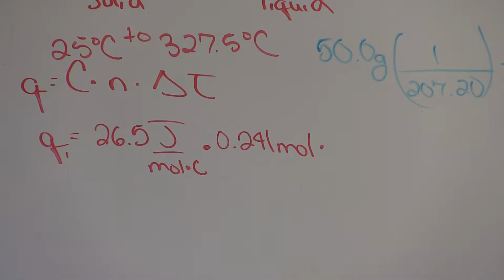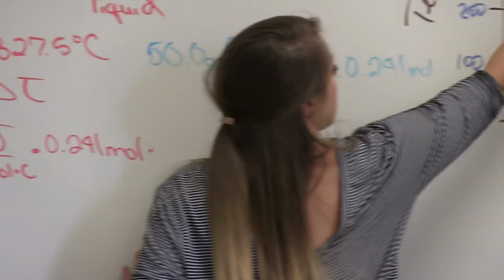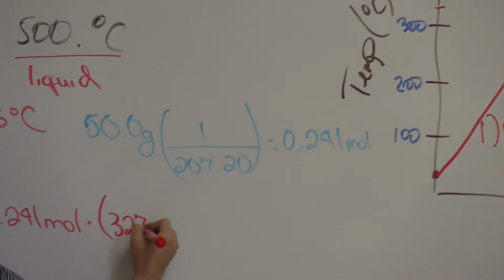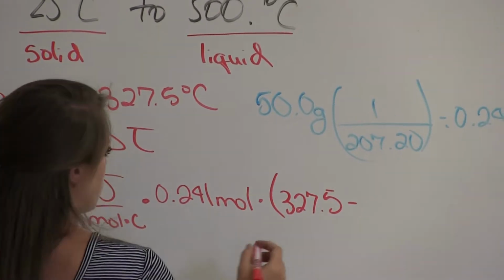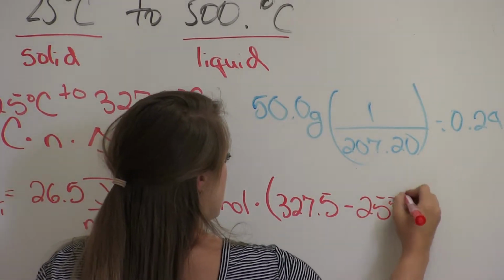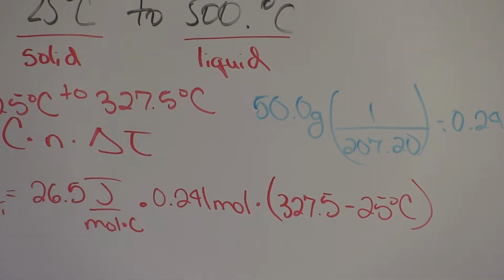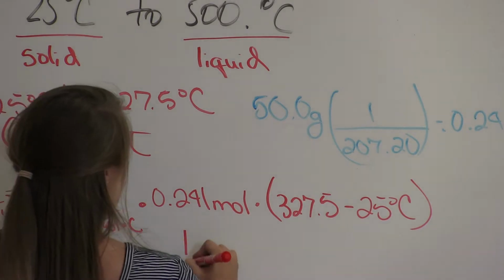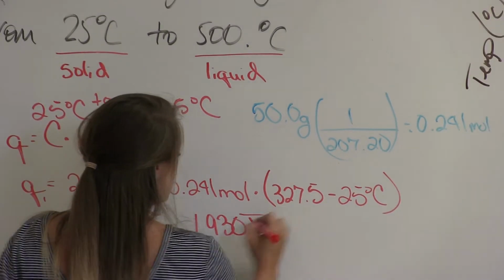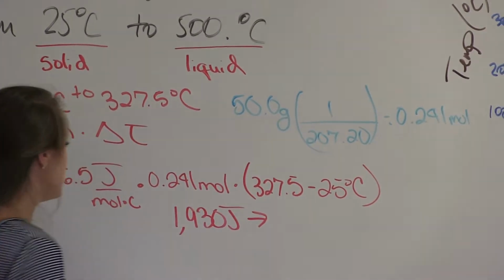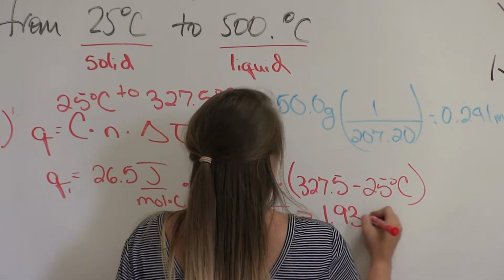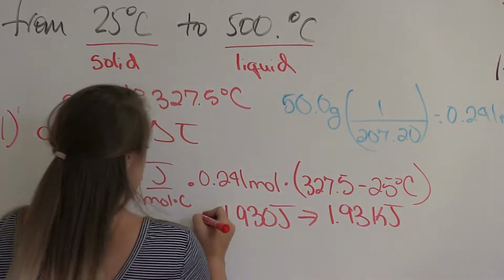Where our change in temperature is temperature final minus temperature initial. So our final is 327.5, our initial was 25. So we're going to take 327.5 and subtract 25 degrees Celsius. Okay, now we can punch all this into our calculator and we can get our Q. Our Q value is going to be 1,930 joules, which let's deal with things in kilojoules. It's going to make our life a little bit easier. So we're going to say this is 1.93 kilojoules for our Q1.